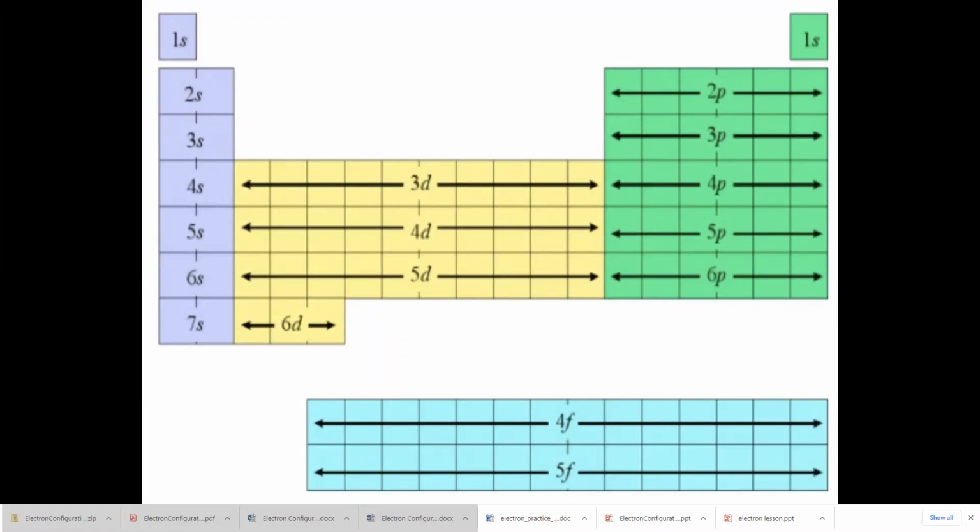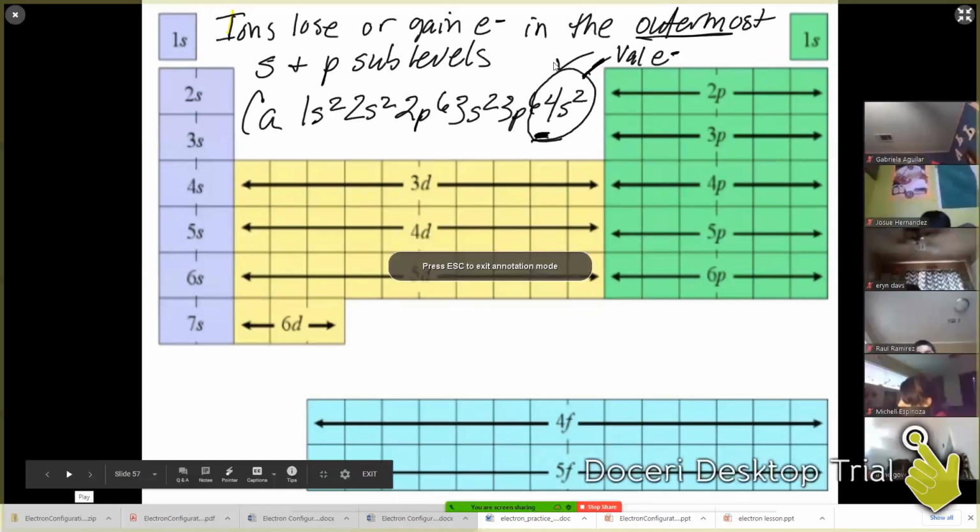Now calcium is in group two. It's a metal, so it loses electrons. And in fact, it will lose these two valence electrons and it will become a 2+ ion. So when it does that, it loses those two electrons. So now instead of having 20 electrons, it's going to have 18 electrons. So it's going to have the electron configuration of the element that has 18 electrons.